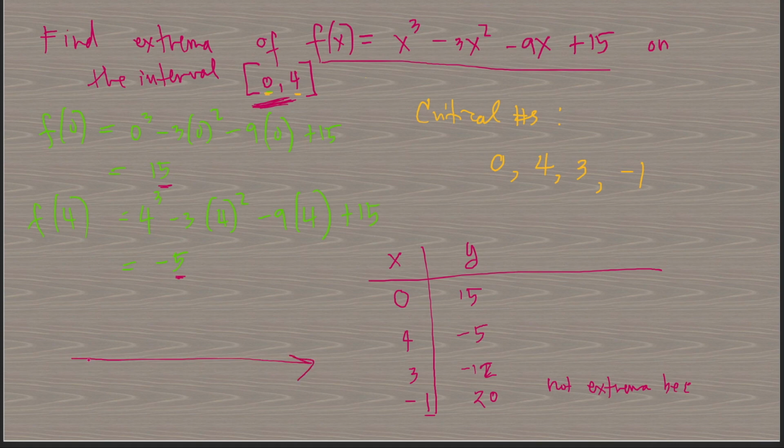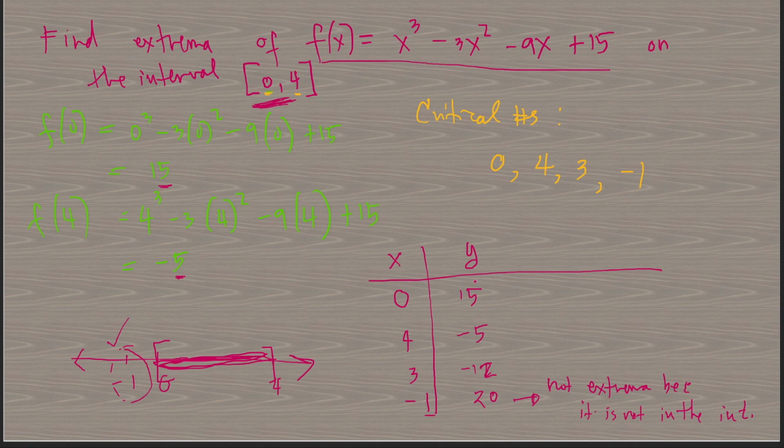In a number line, if this is 0, this is -1, and this is 4, we're only allowed for the values here. And obviously, -1 is outside of the interval. So we are not allowed to use the ordinate coming from -1 because it is not included in the given interval. So 20 is not an extrema because it is not in the interval.